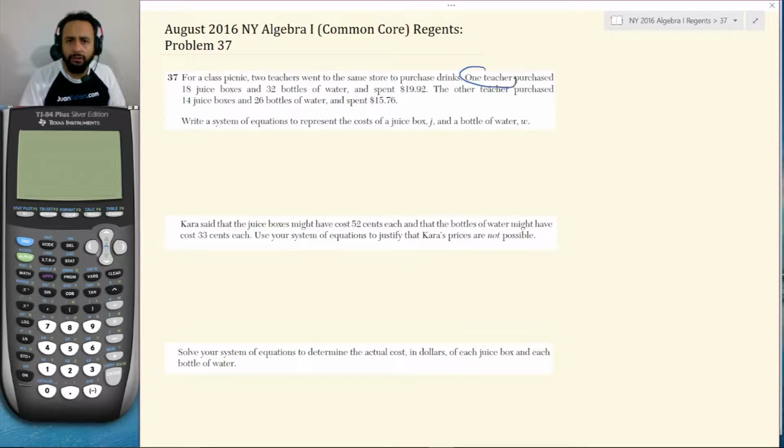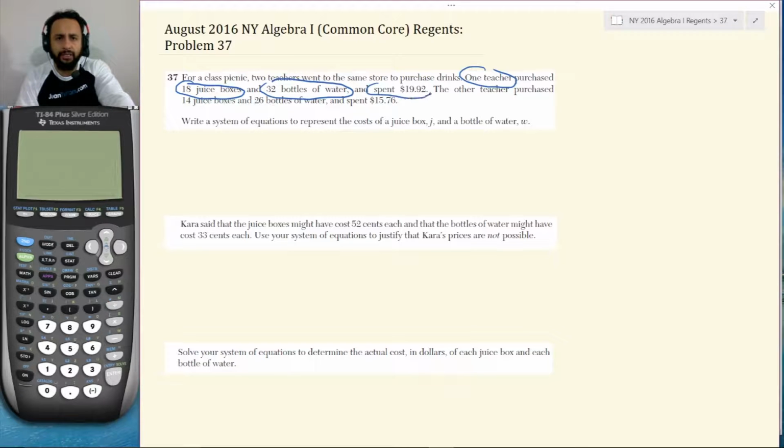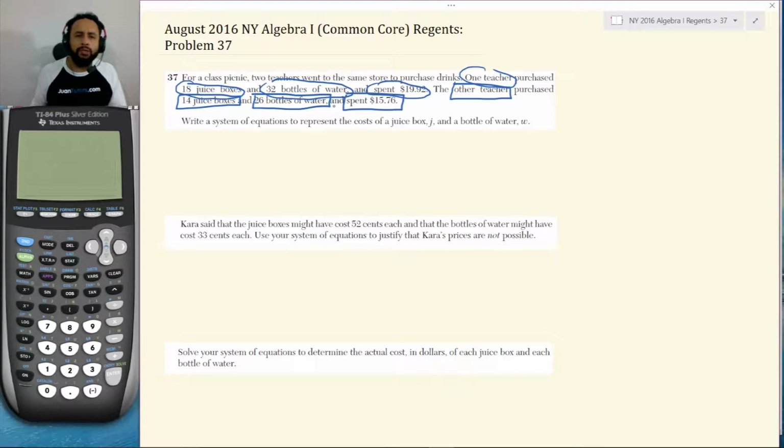So the first teacher purchased 18 juice boxes. Maybe I should circle that. 18 juice boxes and 32 bottles of water. And how much did she pay? She spent 19.92. The other teacher, I'm going to box it, purchased 14 juice boxes and 26 bottles of water, and spent 15.76.